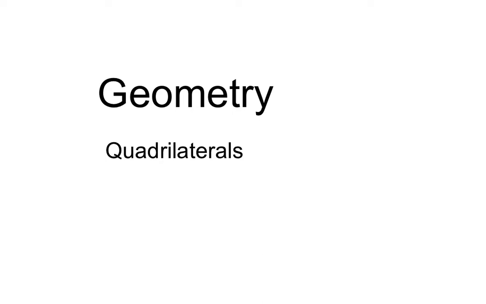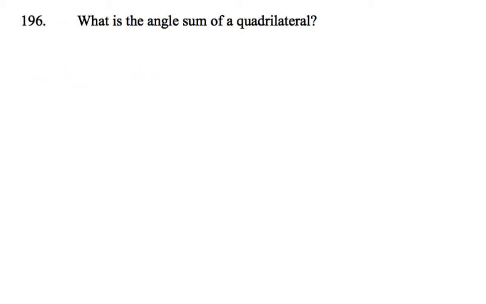Welcome back. This is a geometry video having a look at quadrilaterals and the characteristics of them. So let's have a look at each one as we go, just quickly. What's the angle sum of a quadrilateral? Any four-sided figure has an angle sum of 360 degrees.